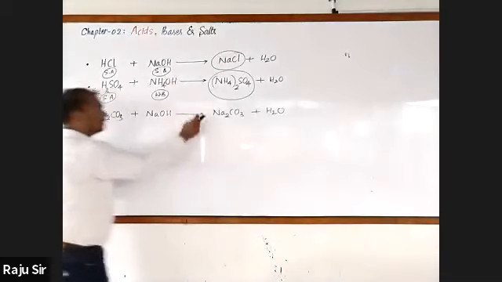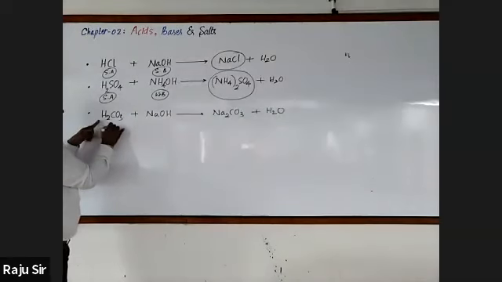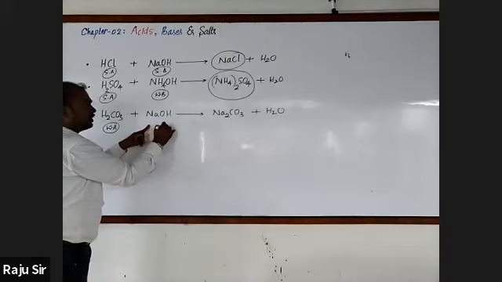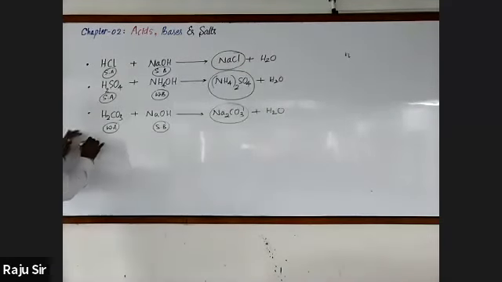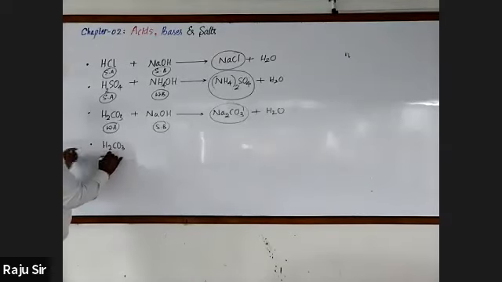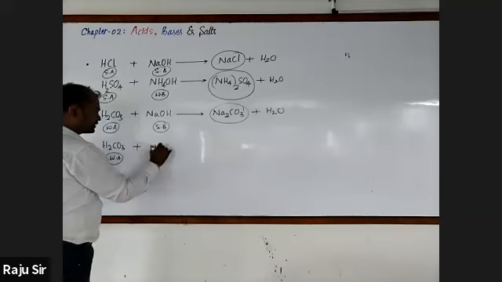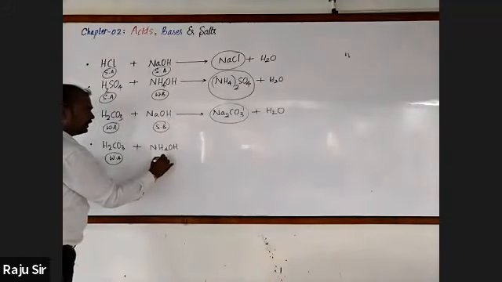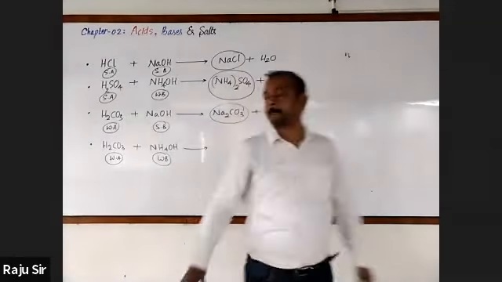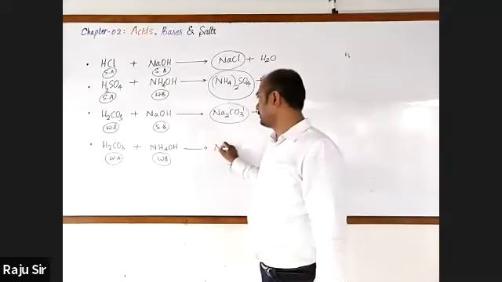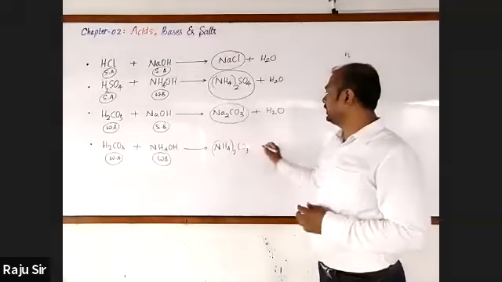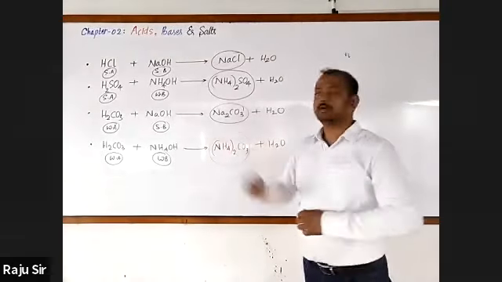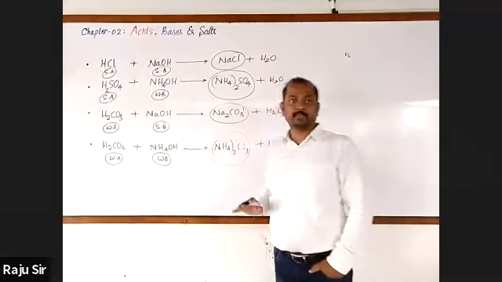Then water is formed. So sodium carbonate, this salt, is formed by a weak acid and a strong base. Next, H2CO3, carbonic acid, with ammonium hydroxide, a weak base. Tell the compound. Ammonium carbonate plus water. Okay, here we have written all the four possibilities.